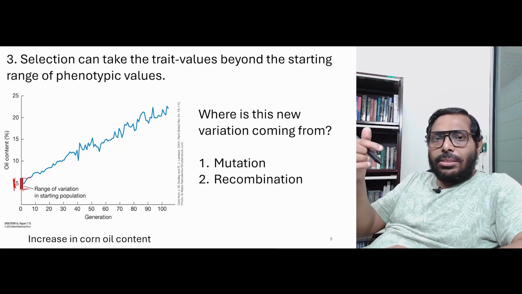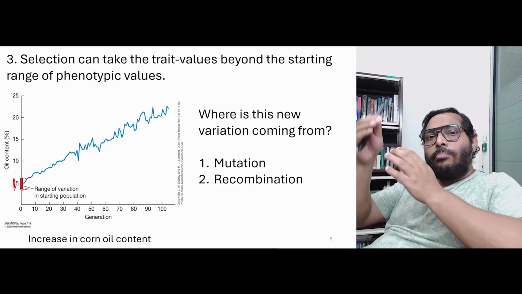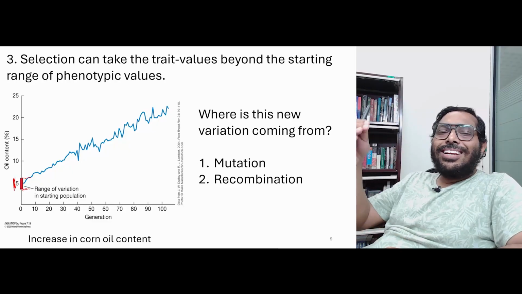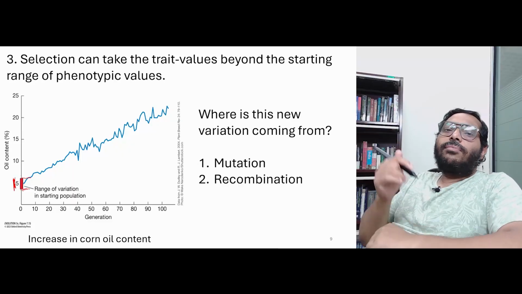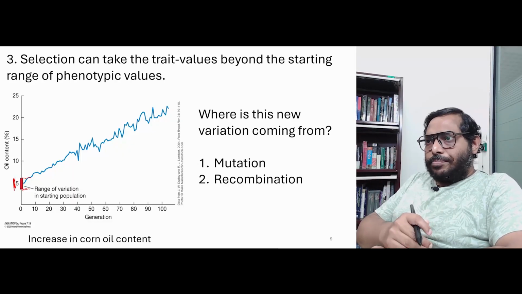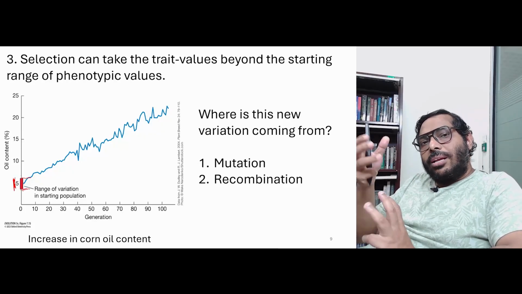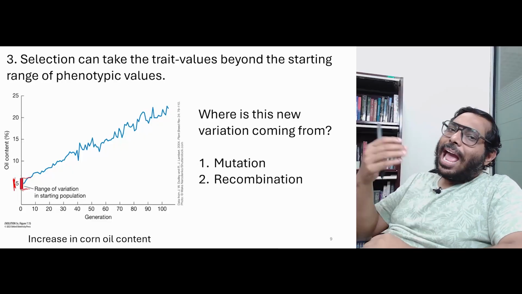And once they end up coming together, then obviously, because they lead to a major increase, the chances of their getting selected increase, and therefore the chances of their frequency in the population go up even further. In other words, what recombination does is create these new combinations which selection can then act on.